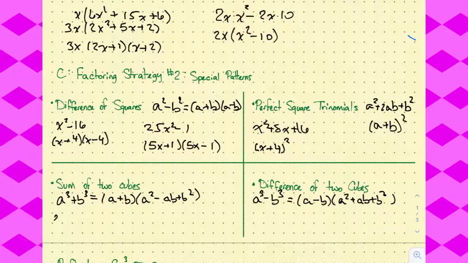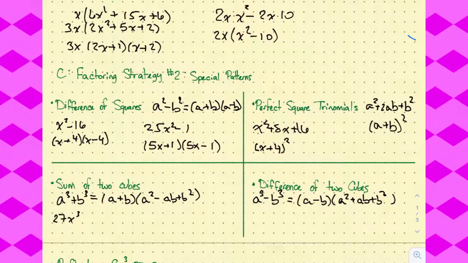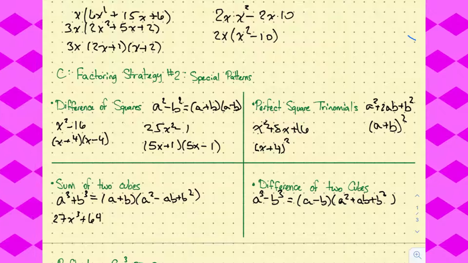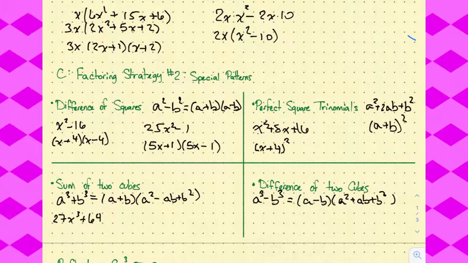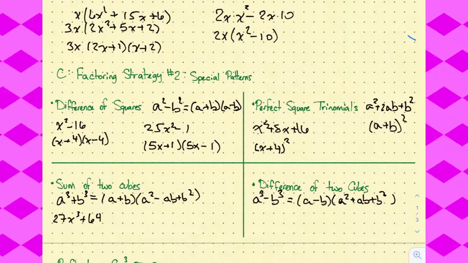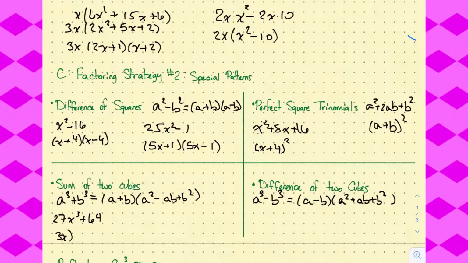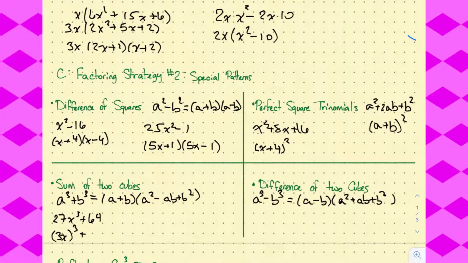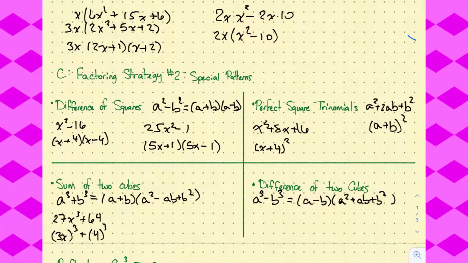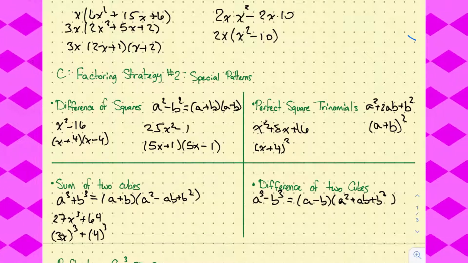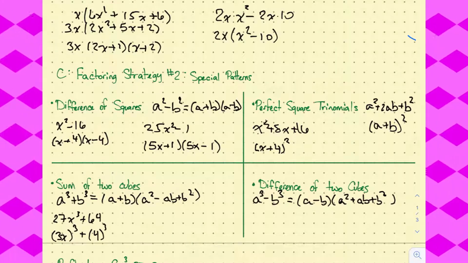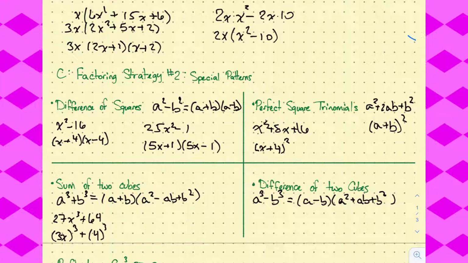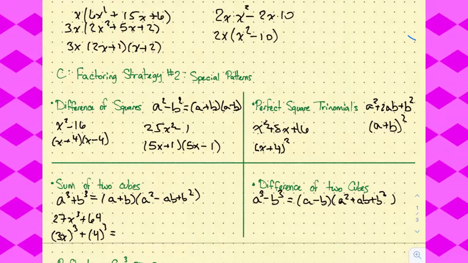Suppose, for example, we have 27x cubed plus 64. Now, 27x cubed is really 3x cubed. That is a cube number, and 64 is 4 cubed. So we have a sum of 2 cubes here. So we're just going to apply a rule where 3x is a and 4 is b. So I'll just write it in each step.